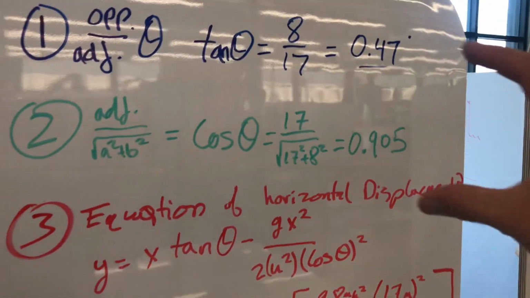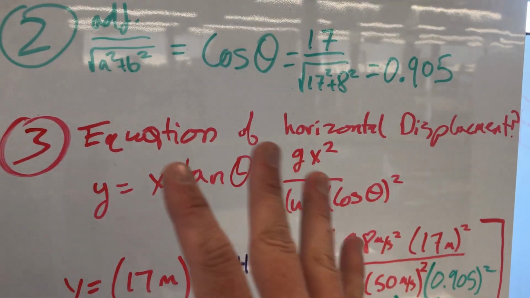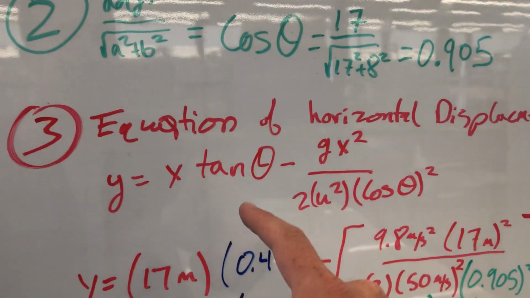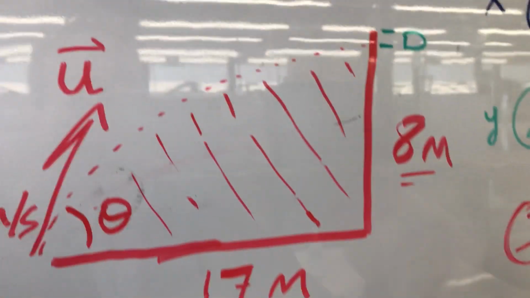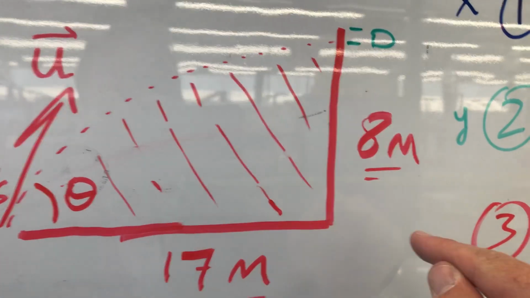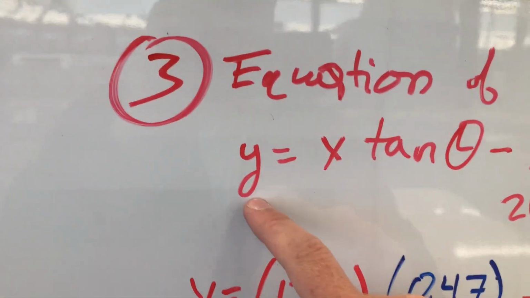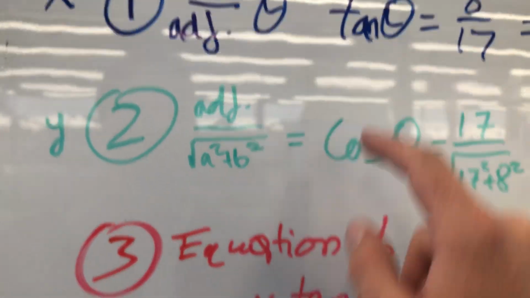Okay, so now that we have those two, we're going to plug them into a bigger equation. This is a law of motion equation of vertical displacement. We're looking for y, not x. Why? Because y is on the y-axis, right? We're looking for the displacement on the y-axis. That's why we're going for y. And that's also why we're using tan, because x goes with the tangent here.